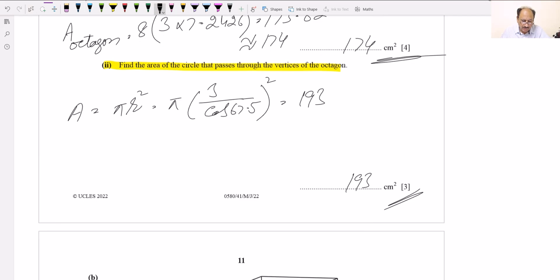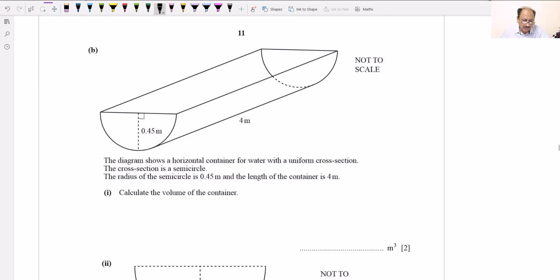Hopefully you understood this. Now for B part says the diagram is not to scale, and the diagram shows a horizontal container for water with a uniform cross section, and the cross section is a semicircle, and this is the semicircle which they are talking about, and this is semicircle with radius 0.45. Now the radius of the semicircle is 0.45 and the length of the container is 4 centimeters. This length is 4 centimeters.